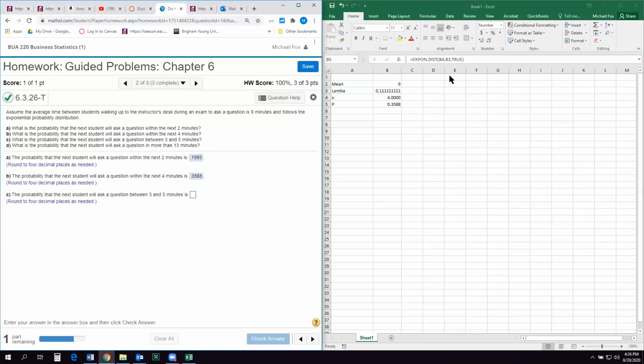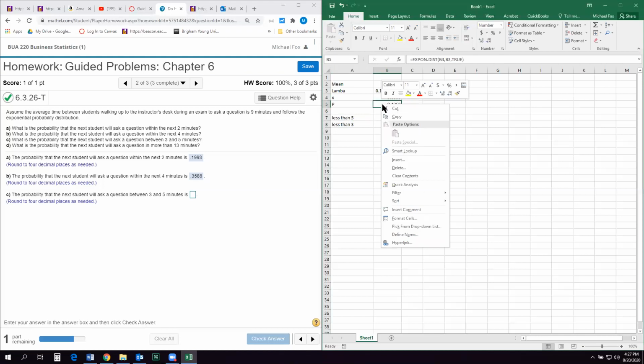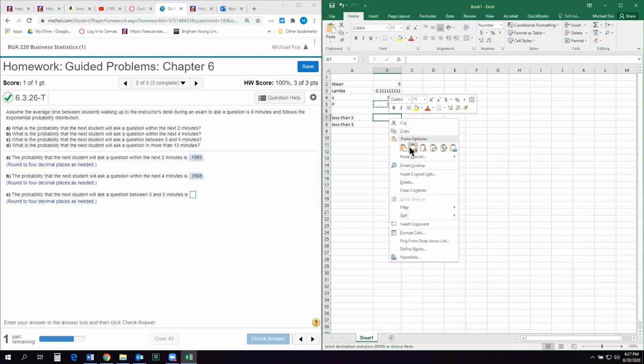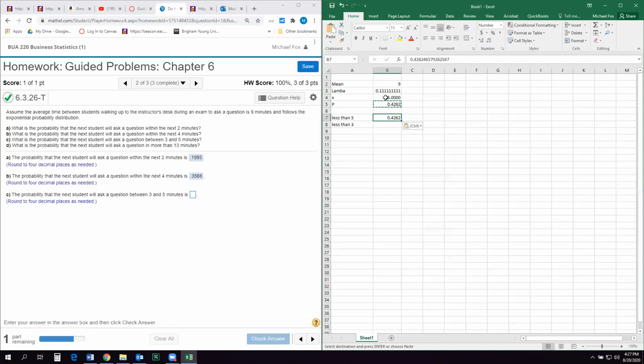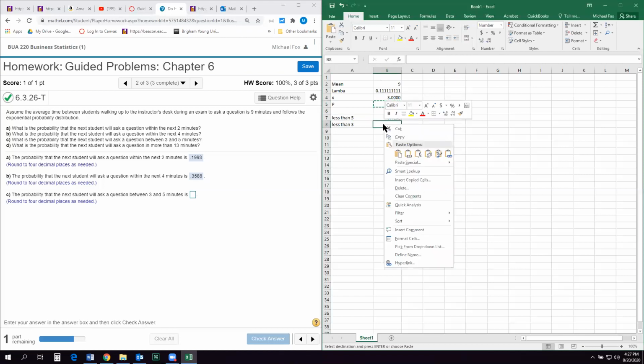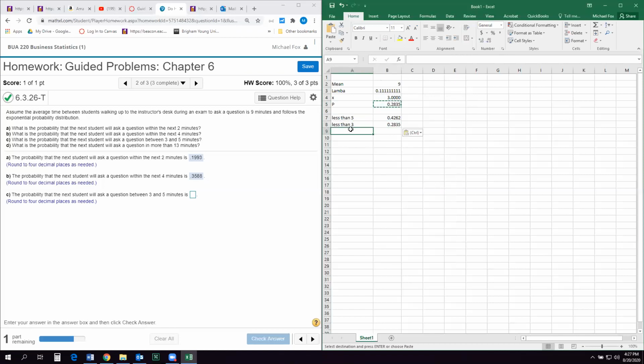And again, this is why I set them up like a calculator like this, because then all I have to do is punch in a new X and I'm good. And here I'm going to say less than 5, so I'll put in 5. I'll copy and paste that value, paste the value only. I'll put in 3 and copy and paste that value. And so the probability that it is between is going to be the difference, the probability that it is less than 5 minus the probability that it is less than 3. And that gives us the probability that it's between 3 and 5.